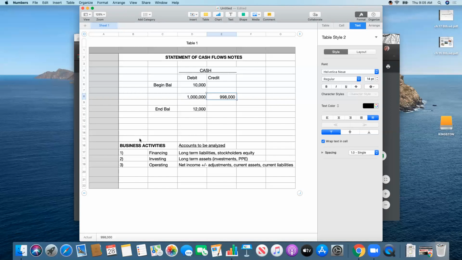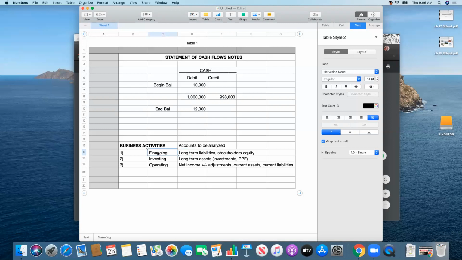Those transactions where you get that cash are called financing activities. Now, what accounts do you look at for these financing activities? You'll look at the long-term liabilities and the stockholders' equity accounts. If those accounts increased, it means cash came into the business. If those accounts decreased, it means cash went out of the business, right? Think about it.